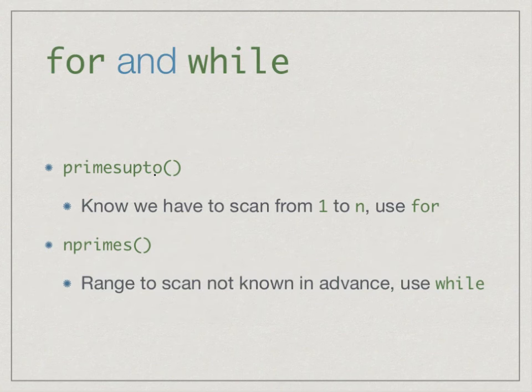So these two examples, primes up to n and n primes, illustrate the difference between the use of for and while. In primes up to n, we know that we must scan all the numbers from 1 to n, so it's easy to use a for. In n primes, we don't know how many numbers we have to scan to find n primes. So we use a while and we keep count and we wait for the count to cross the number that we are looking for.